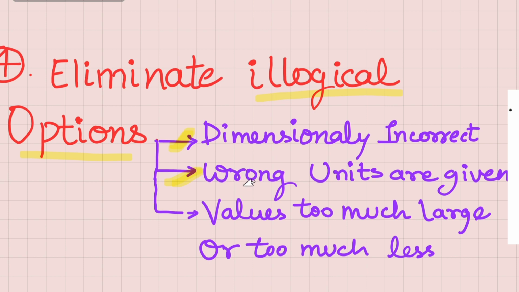The next is that wrong units are given. If the units are wrong, this is similar to dimensionally incorrect. Okay, the third is that values are too large or too small compared to your expected answer.